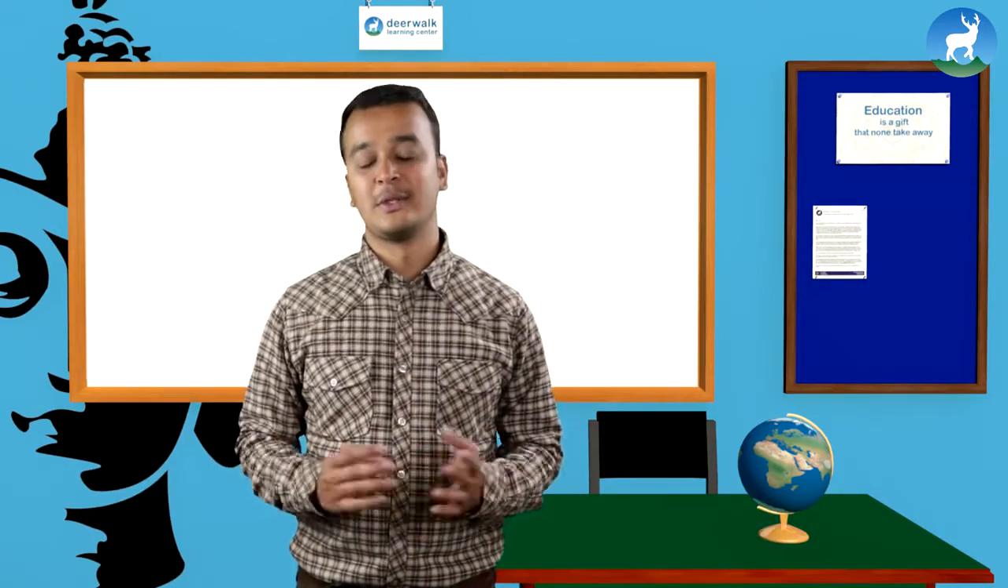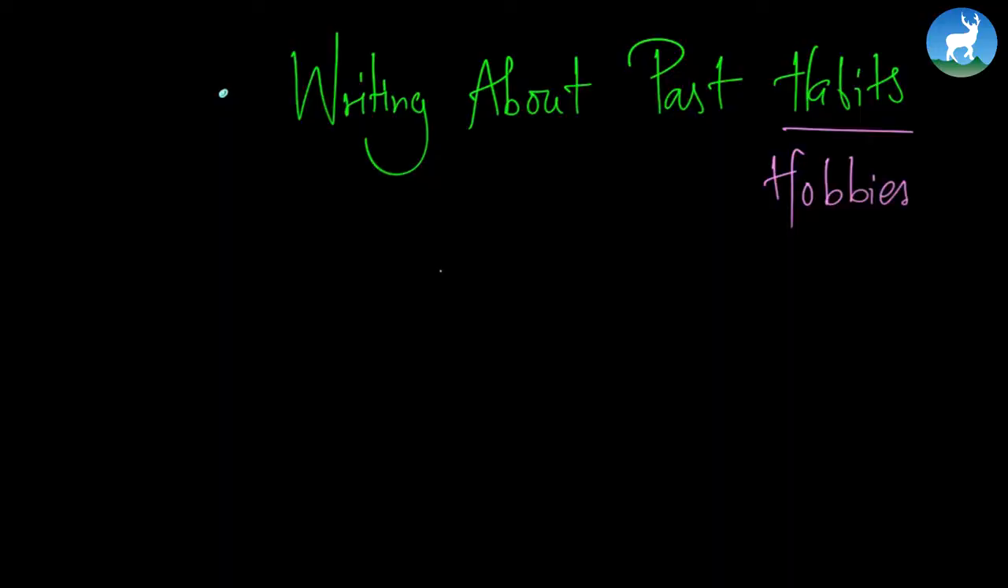In today's class, we are going to solve the writing portion of Unit 13, that is, writing about past hobbies. So, let's begin. Alright, we are now going to start the writing portion of Unit 13, which is called Writing about Past Habits or Hobbies.